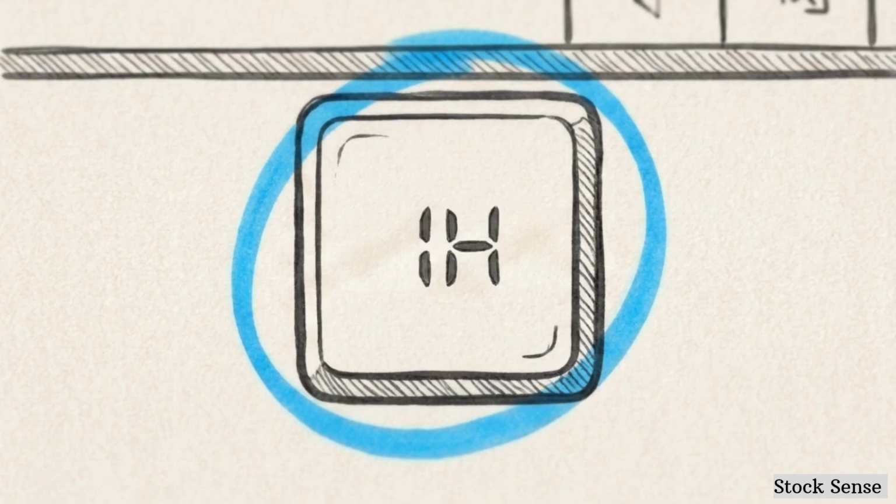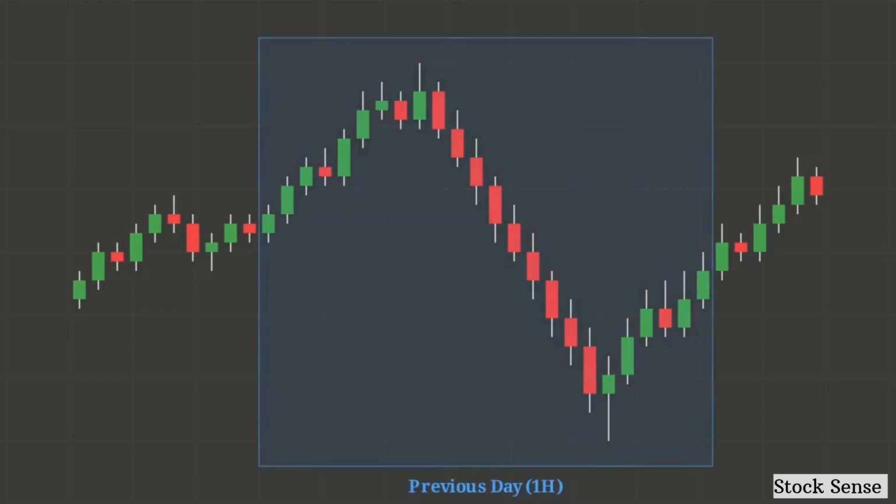Start by opening your charting platform and selecting the 1-hour time frame. Examine the previous day's price action. You need to mark the absolute peak with a horizontal line for the previous day high and the absolute trough for the previous day low.